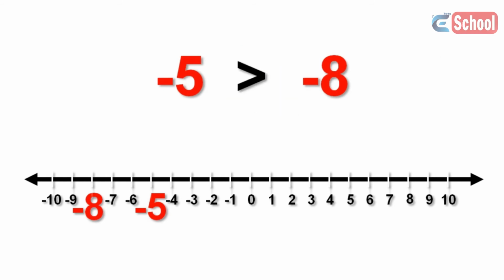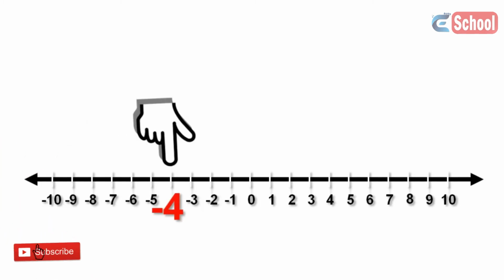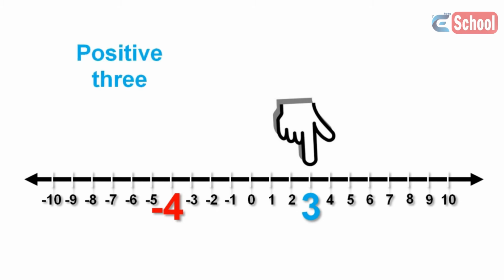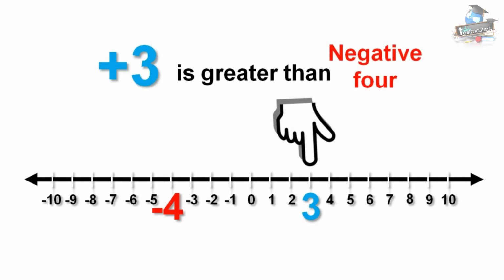One more set of numbers for us to compare. Positive 3 and negative 4. Here they are on the number line. Positive 3 is further to the right than negative 4. So we can say that positive 3 is greater than negative 4.